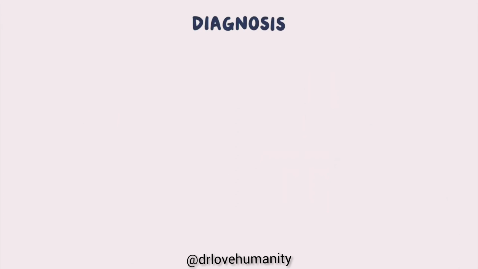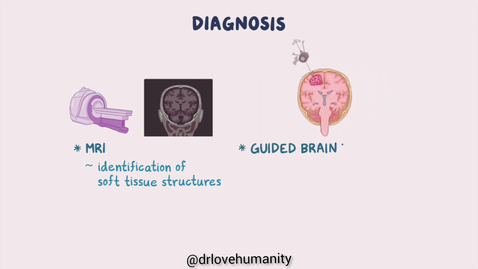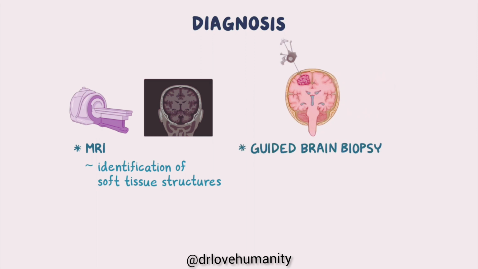Generally, the diagnosis of glioblastomas involves imaging techniques like an MRI of the brain, which allows better identification of soft tissue structures like tumors. Definitive diagnosis is made based on a tissue biopsy obtained through surgical removal of the tumor or a guided brain biopsy. Tissue biopsy helps identify the unique molecular markers of each tumor and can help decide the most effective treatment.